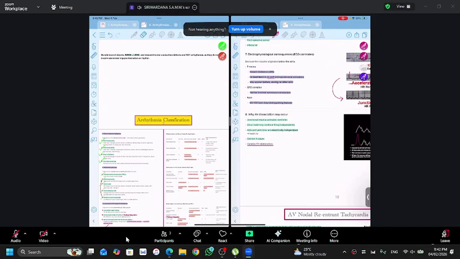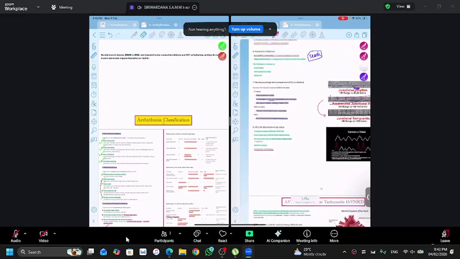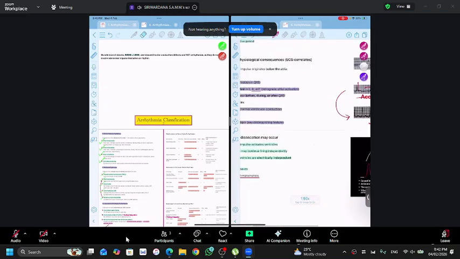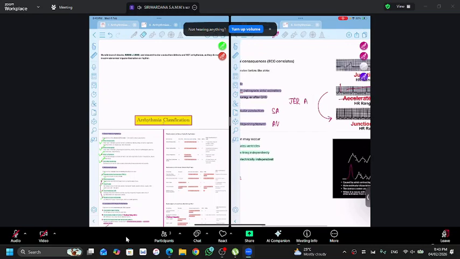Another thing that can happen is accelerated junctional rhythm. So this is SA and this is AV. Let's talk about it like this. There's the SA node and there is the AV node. There is junctional escape rhythm, there is accelerated junctional rhythm, and then there is junctional tachycardia.